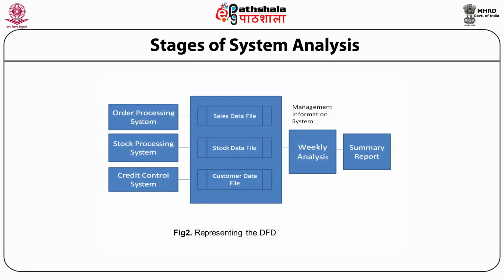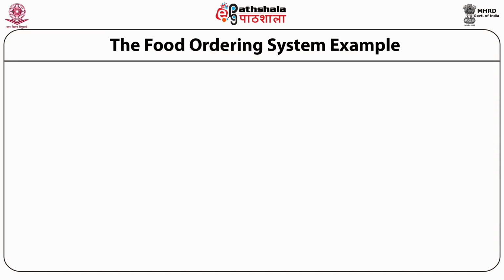For example, the representation of the DFD diagram shows different entities and the different processes or the data stores, such as the order processing system, the stock processing system, the credit control system. As you see, they are all entities. Now these are further related to the weekly analysis and the summary report, which are also entities. However, their corresponding data is stored in the data stores such as the sales data file, the stock data file, the customer data file.